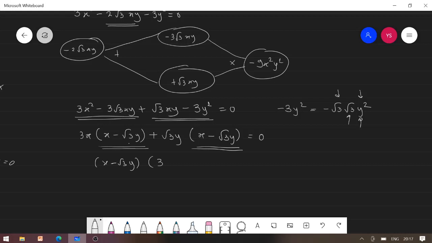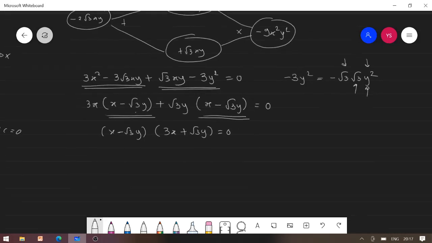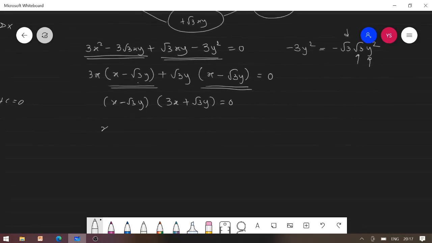We remained with the factor 3x plus root 3 times y. So here either x minus root 3 times y equals 0, or 3x plus root 3y equals 0. Again we can write this 3 as root 3 into root 3, times x plus root 3y equals 0. After dividing throughout the equation by root 3, we get root 3x plus y equals 0.